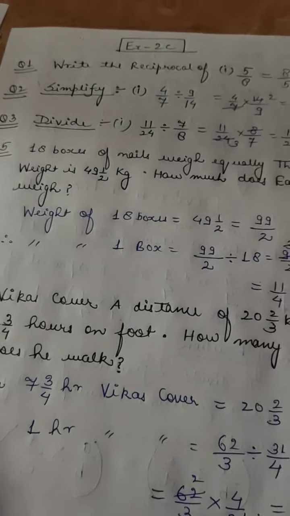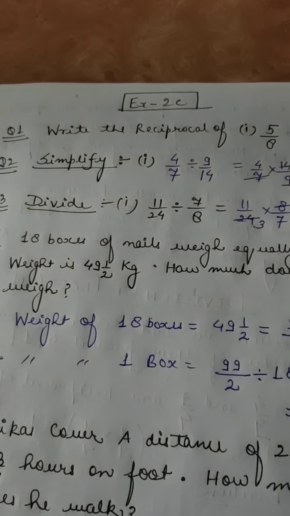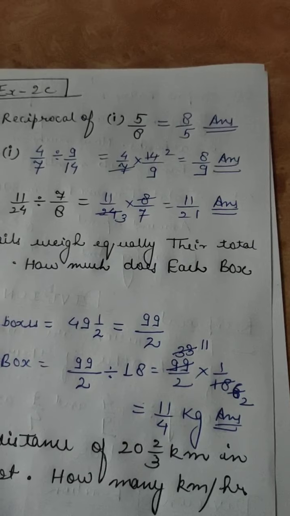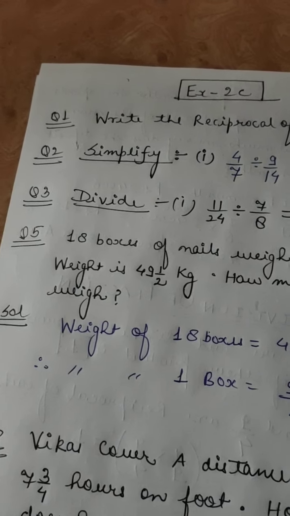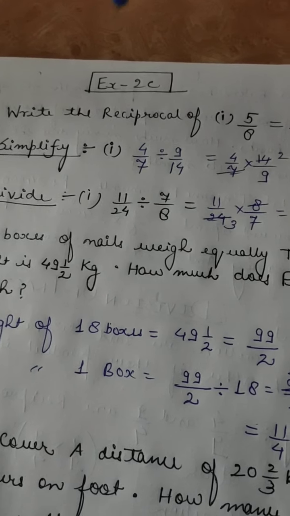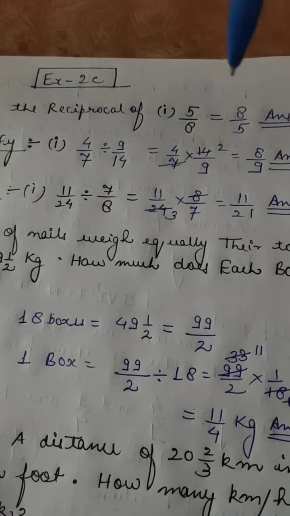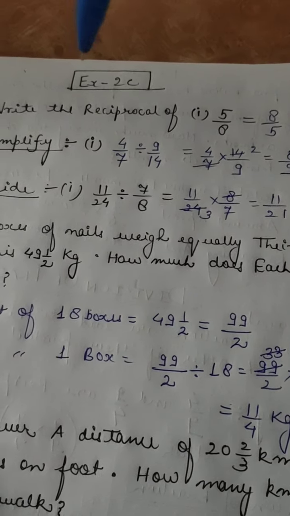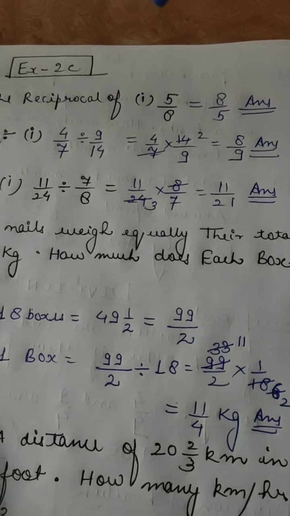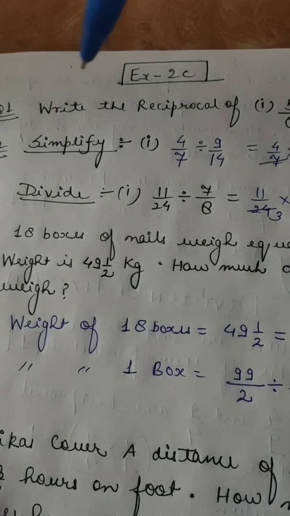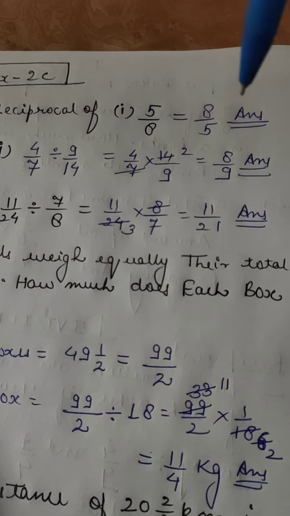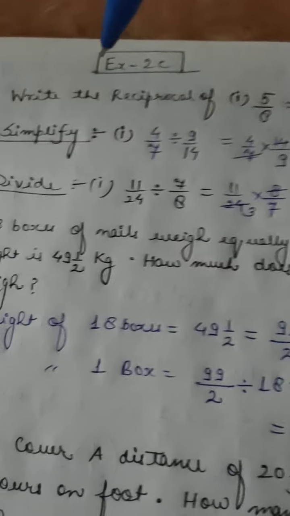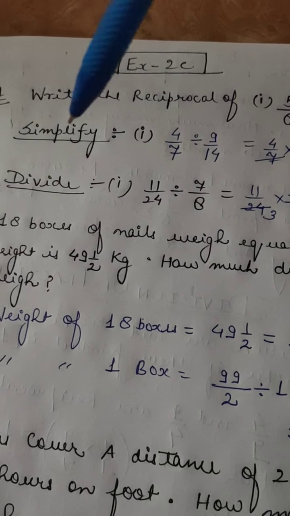Next, on the basis of this, we will solve exercise 2c. This is the last exercise of this chapter, and try to see and learn how I solved some of the questions. Based on this, you have to solve the remaining questions of this exercise. Question number first is, you have to write the reciprocal of 5 by 8. What is the reciprocal of 5 by 8? 8 by 5.